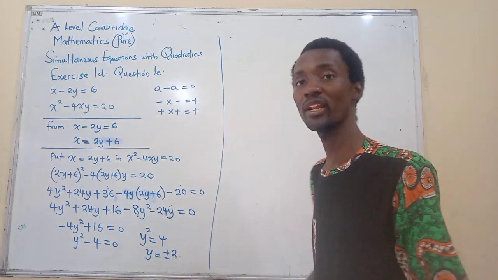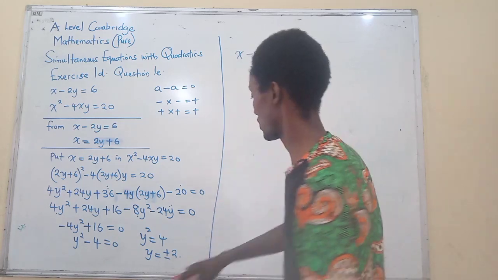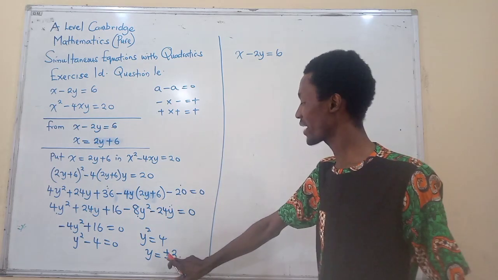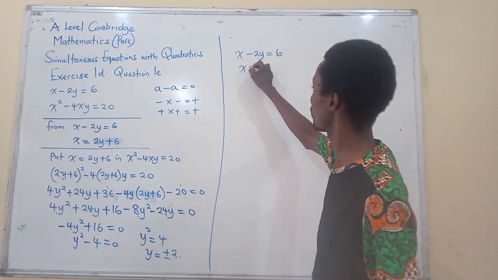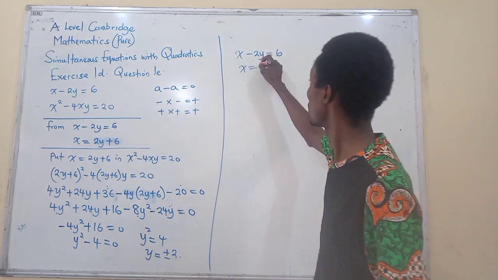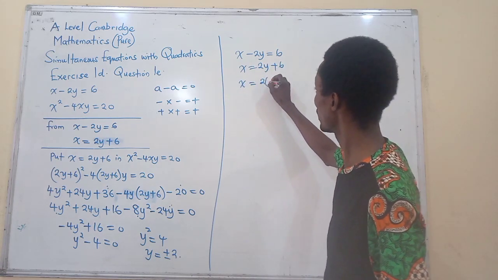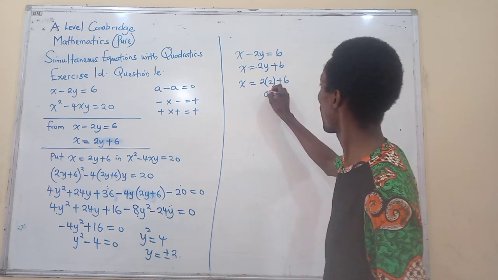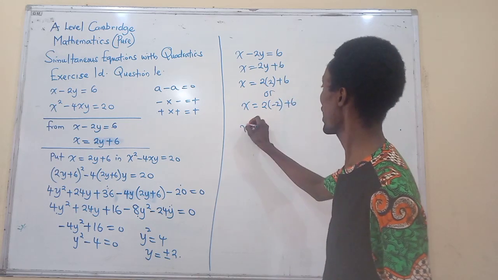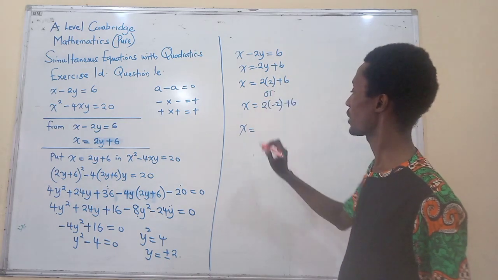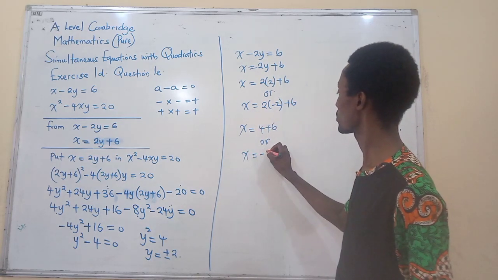Now, once you've established that, the next important thing is to make your relevant substitution. So that will be x minus 2y equal to 6. What is y? y is plus 2 or minus 2. So I'll go back to where I had x as the subject of the formula: 2y plus 6. So x will be equal to 2 into 2 plus 6, or x will be equal to 2 into minus 2 plus 6. So x will be 4 plus 6, or minus 4 plus 6.